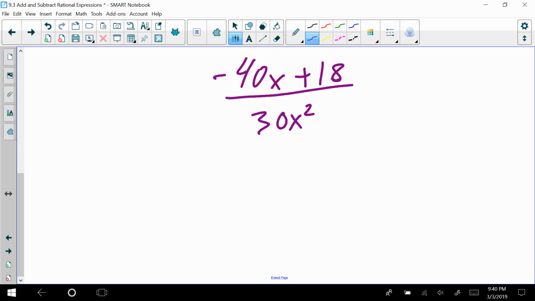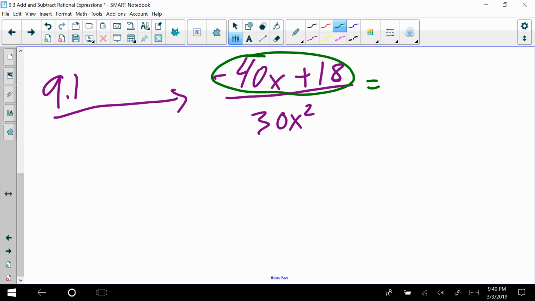Now, basically, this is the new problem. If I would have given this back in 9.1, what would you have done? Well, you would have looked at it and said, okay, the bottom doesn't factor, but this top does. What comes out of it? Oh, man, what goes into 40 and 18? Well, 2 goes into them for sure. Does anything bigger go into them? I don't know. I know 2 does for sure. Let's take 2 out and let's see what happens. This is negative 20x plus 9 all over this 30x squared.